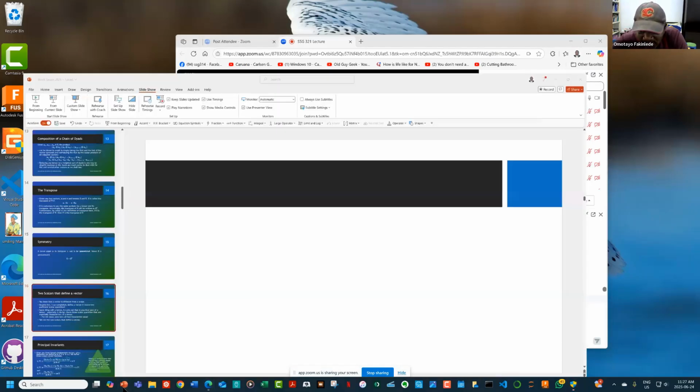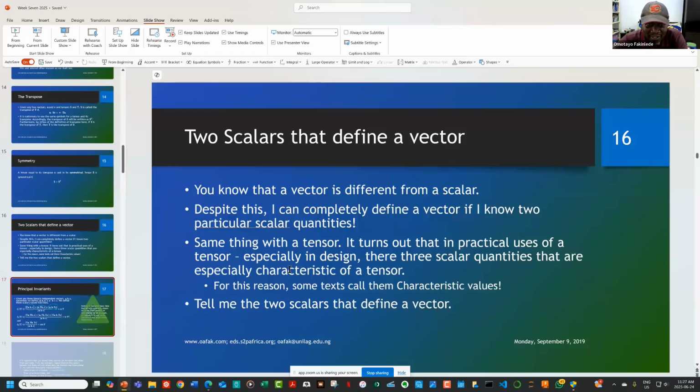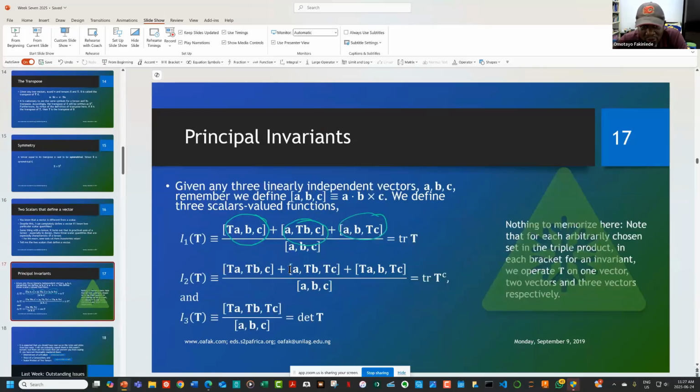So, same thing with a tensor. It turns out that in practical uses of a tensor, especially in design, there are three scalar quantities that are especially characteristic of a tensor. For this reason, some textbooks call them characteristic values. The characteristic values of a tensor are called the principal invariants.